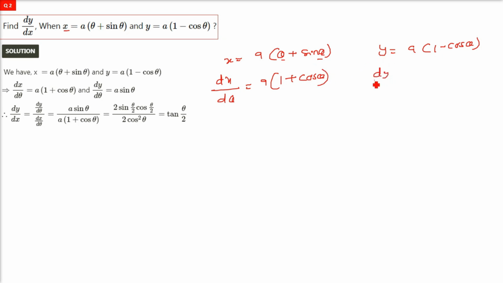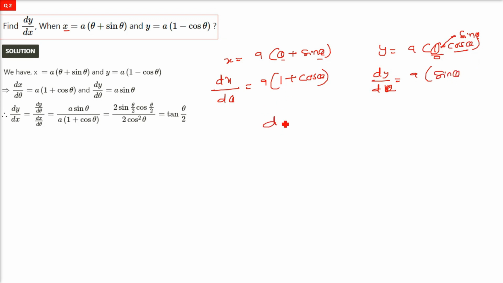Here also dy by d theta, not dt, it's d theta. a will come in front, 1 will be 0, and cos theta gives minus sin theta, so you'll get minus minus plus. So finally it is going to be a sin theta, because the negatives cancel and it becomes positive.